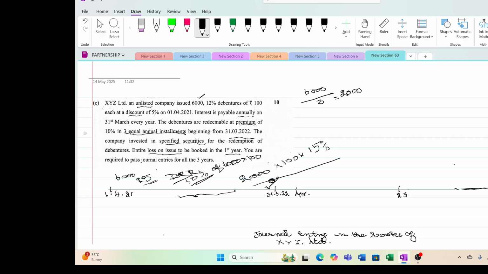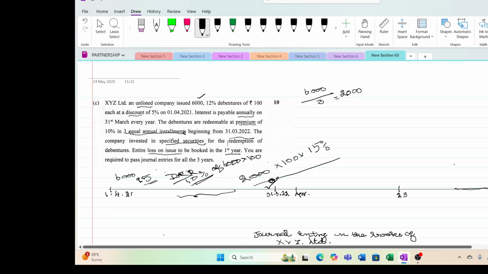And at last, don't forget to transfer the debenture redemption reserve to the general reserve account. When you transfer, also keep it in mind, don't transfer the total amount. We have created it for the total debentures outstanding as on 31/3/22. But when you have redeemed 2,000 debentures, on this date you are going to transfer the redemption reserve only to the extent of 2,000 debentures. That is 2,000 debentures into 100 into 10%, which will be 20,000. Okay. Now let us start with the journal entry.